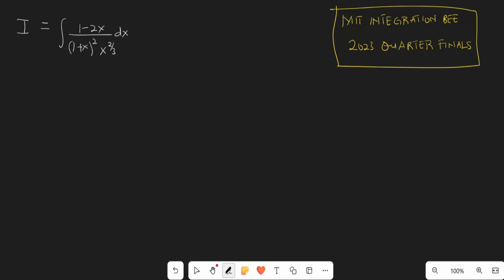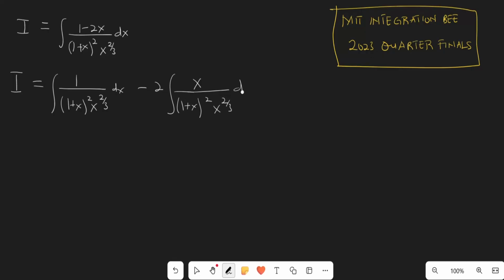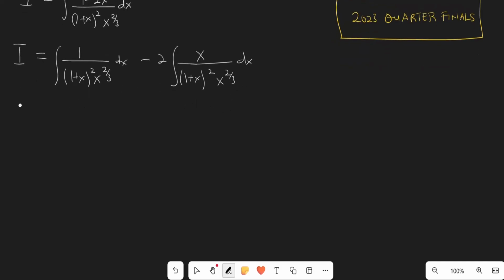Let's start off by splitting this integral into two different integrals. We have the integral of 1 over (1 plus x) squared times x to the power 2/3 dx. That's the first one, minus 2 times the integral of x over (1 plus x) squared times x to the power 2/3 dx. This is how we can split our integral.